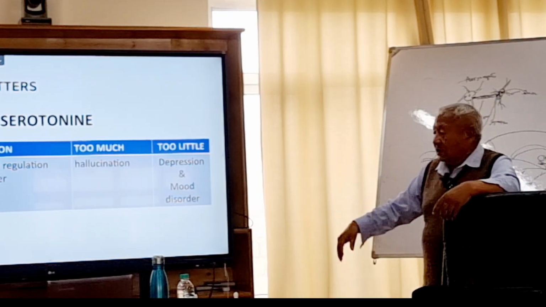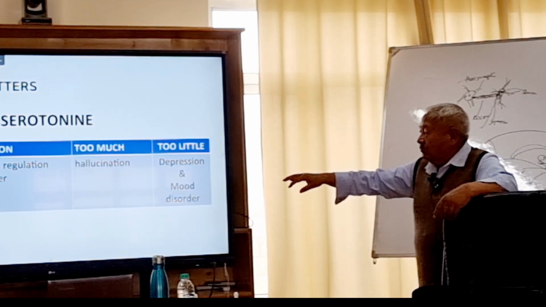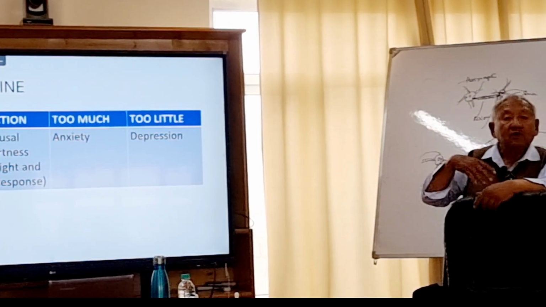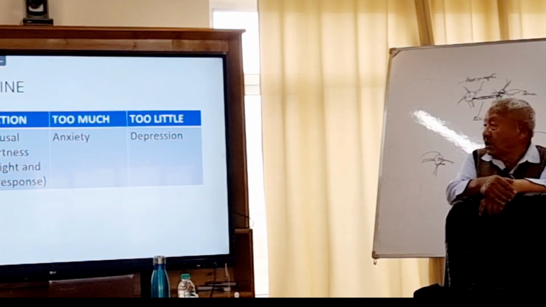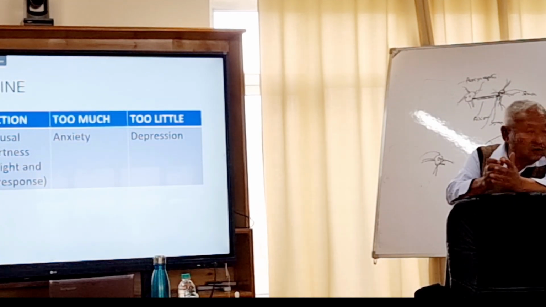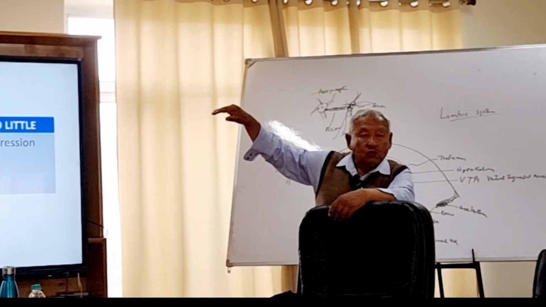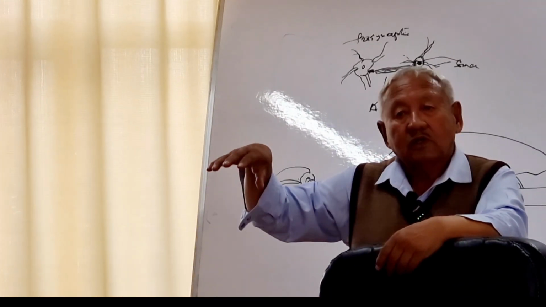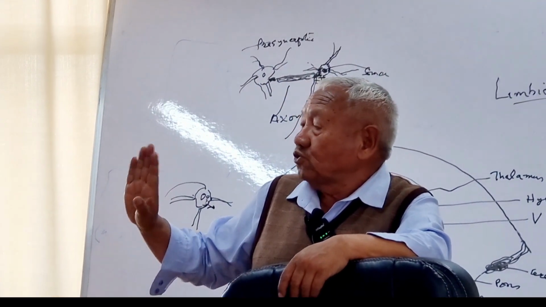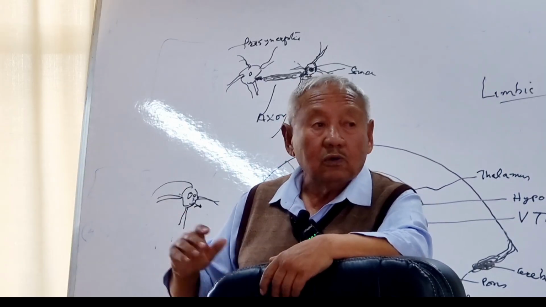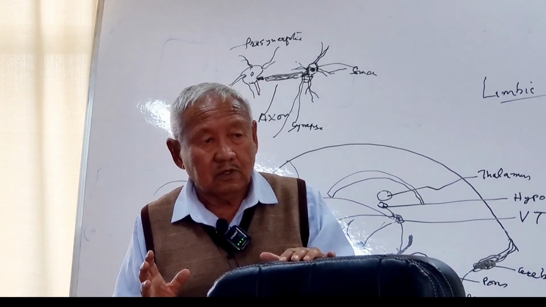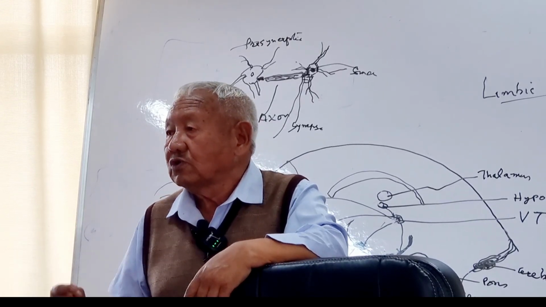Likewise, there are many others. For example, norepinephrine also is a neurotransmitter. It's responsible for the fright and flight response. When you have fear, you respond through the hypothalamus, pituitary gland, cortisol production, and other things. So this is responsible for that. If it is too much, it will cause anxiety. If it is too little, it will cause depression. So these are all the neurotransmitters, which are the language of our brain.